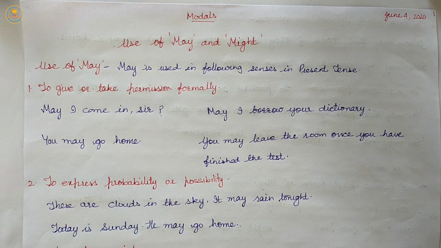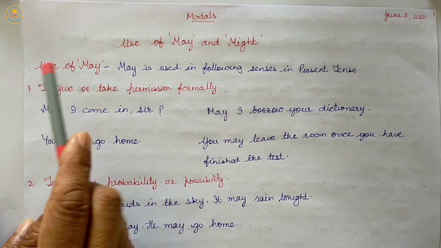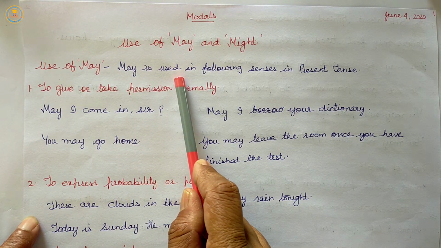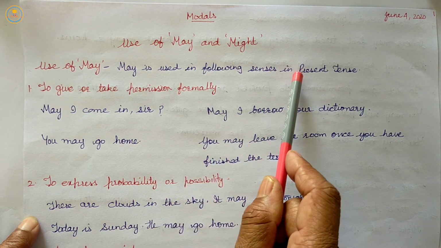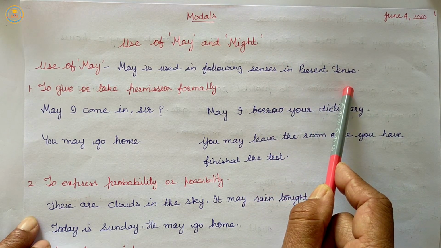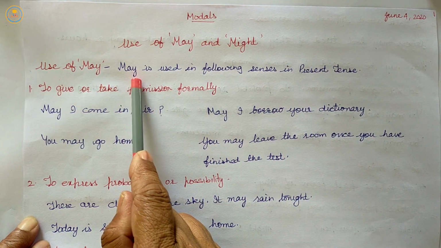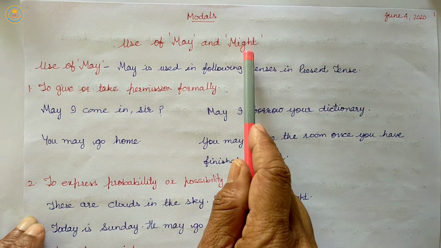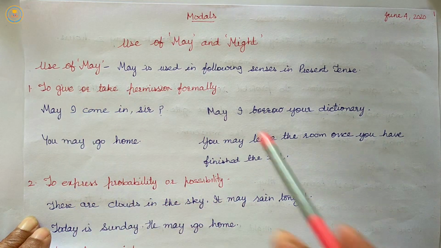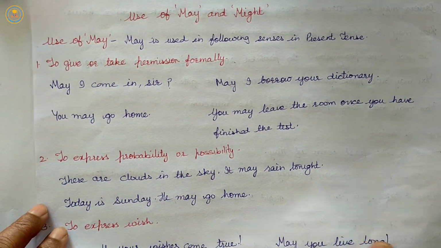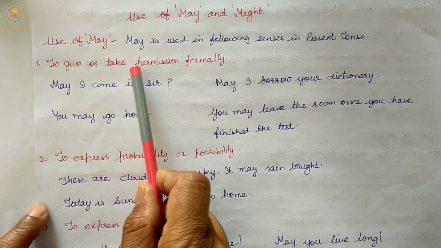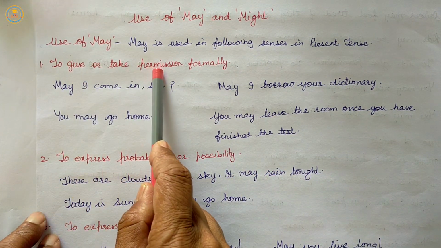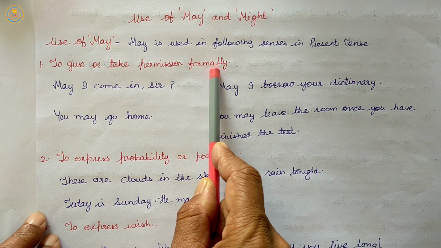So let us begin our topic. First, the use of may. May is used in the following senses in the present tense. We will use may in the present tense, and might is the past tense of may. First, to give or take permission formally.